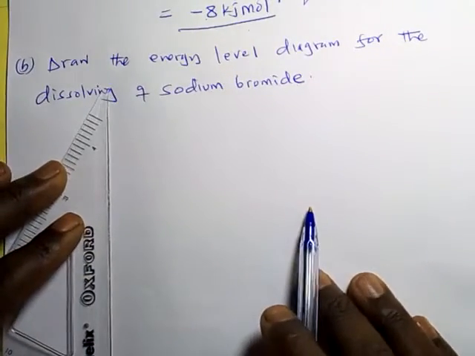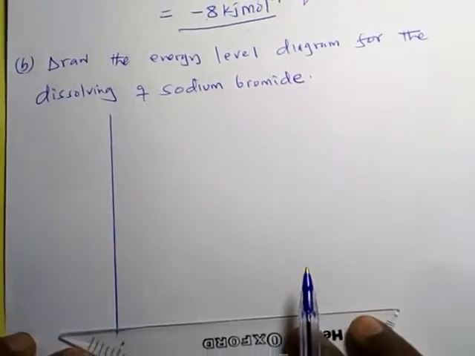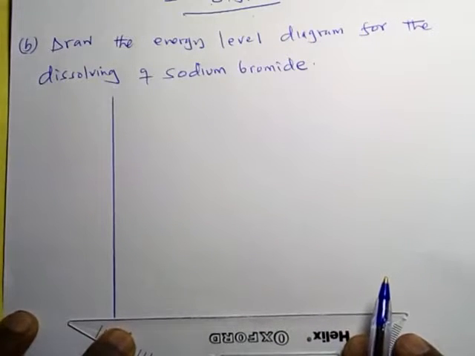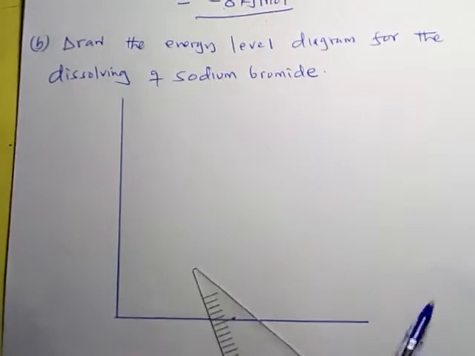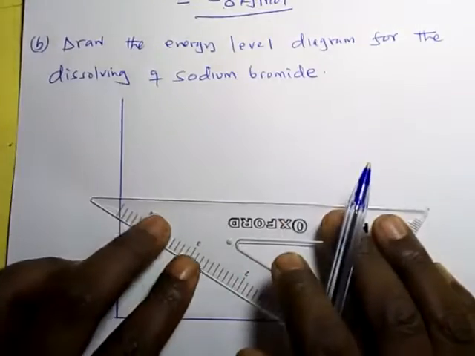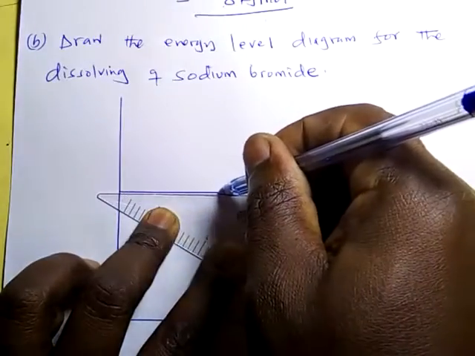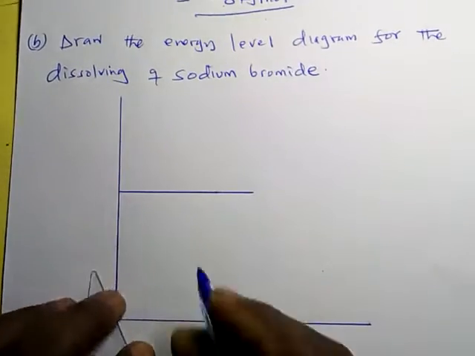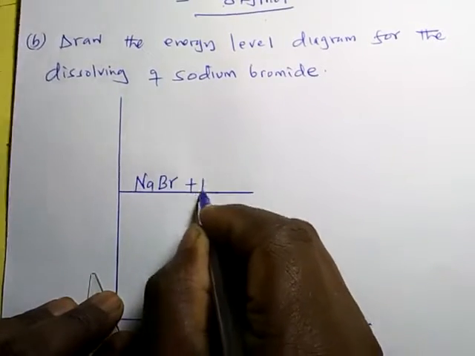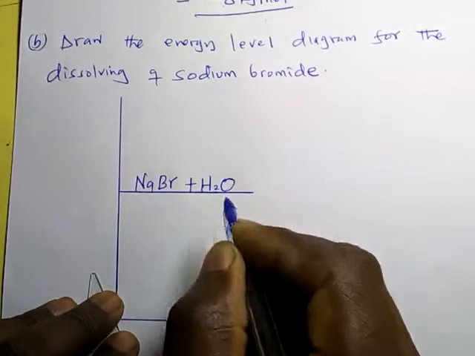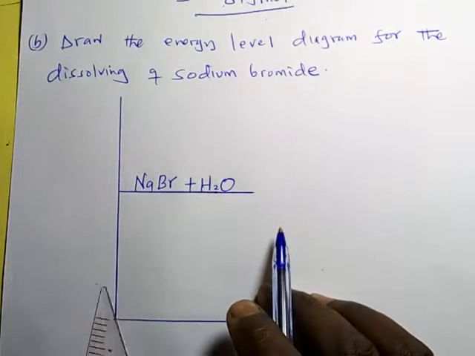So draw your y-axis. I've drawn my y-axis. Let me draw my x-axis. Since the final reaction is exothermic, our reactants must start in the middle here. Our reactant is sodium bromide added to water. Remember, that is the reaction, because we are dissolving an ionic compound in water. That is what we are doing.